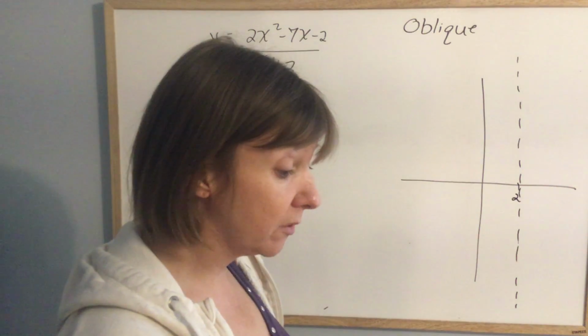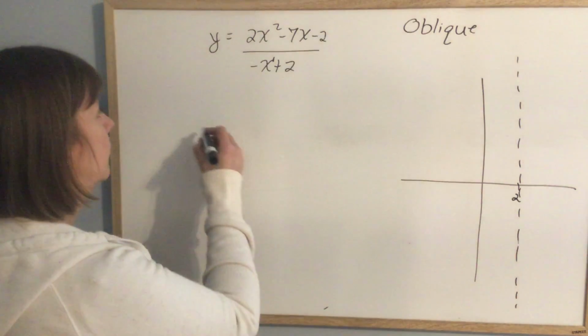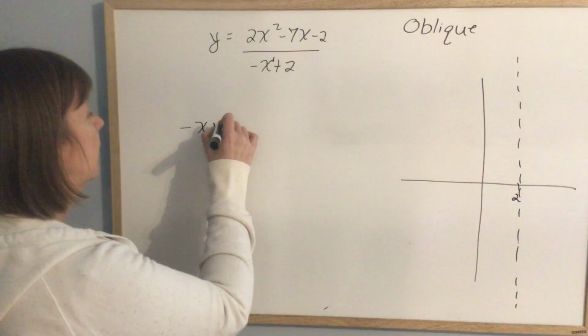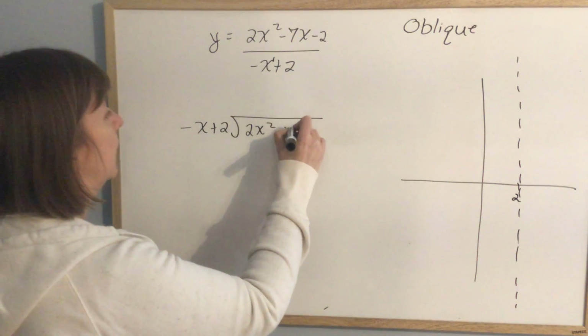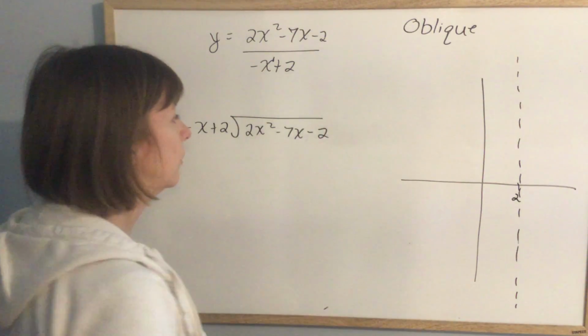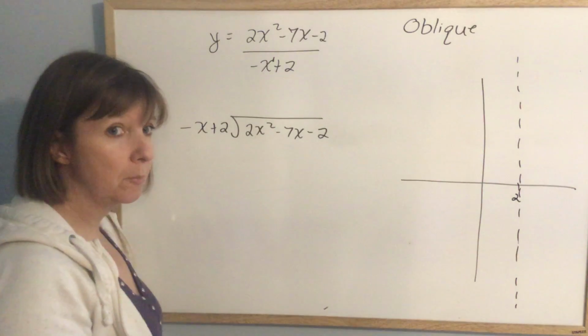So in the textbook, they actually do long division. So they do negative x plus 2 into 2x squared minus 7x minus 2. And here's the thought process, right? So let me jog your memory on long division.